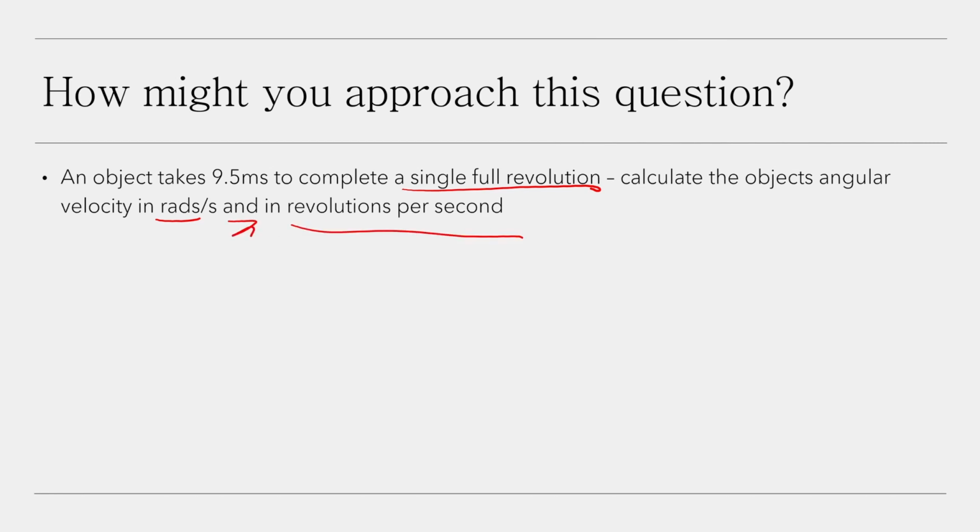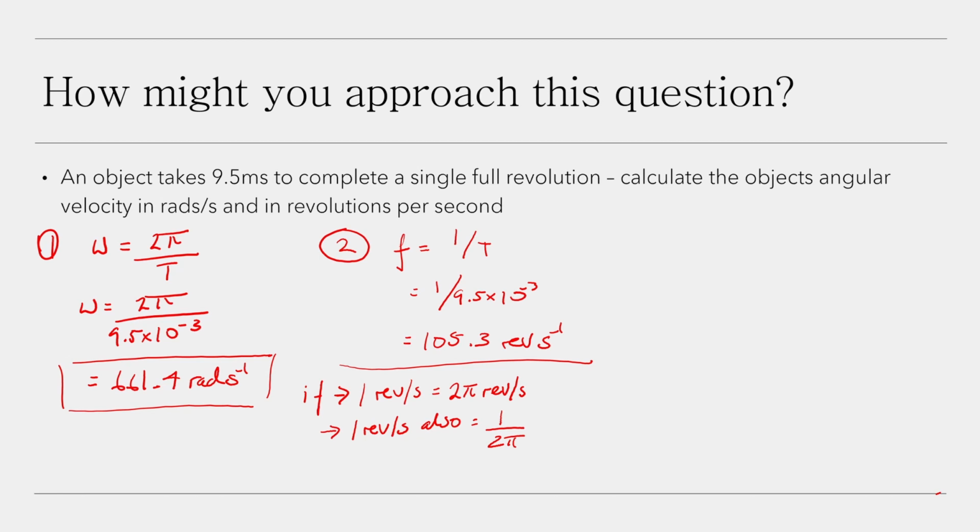What is revolutions per second and how is it different from radians per second? Let's go through the working. We know that omega is equal to 2 pi over big T, where T is the time period. I'm using that equation because it's taken 9.5 milliseconds to complete a single full revolution. I've converted that into seconds, and I've come up with an answer of 661.4 radians per second.